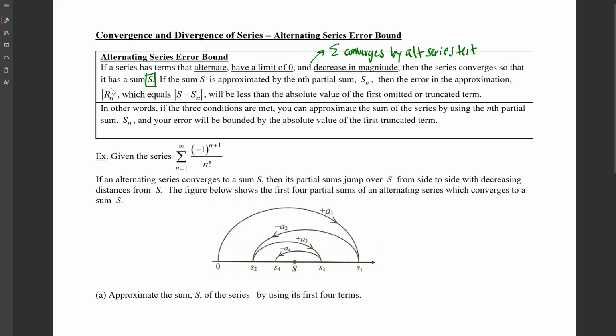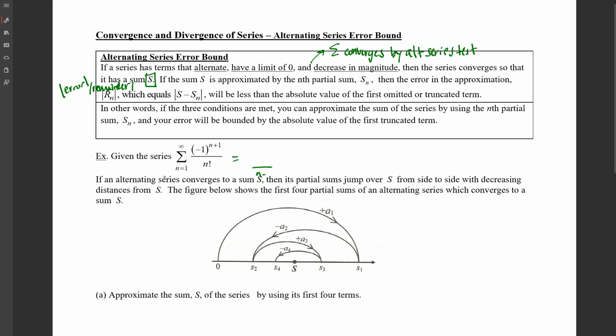which we call Rn, and that's the same thing as R for remainder. A lot of times I'll call it just error, so the absolute value of R, or the absolute value of the remainder. This is also equal to S minus Sn, so all of these things are the same, will be less than the absolute value of the first omitted or truncated term. Let's look at this series here. What is this series really? Let's go ahead and break it apart.